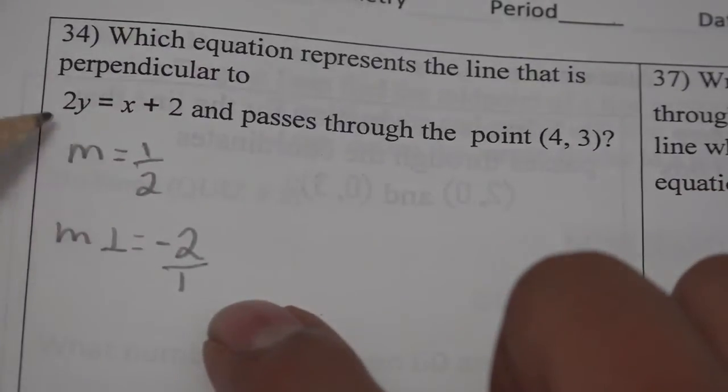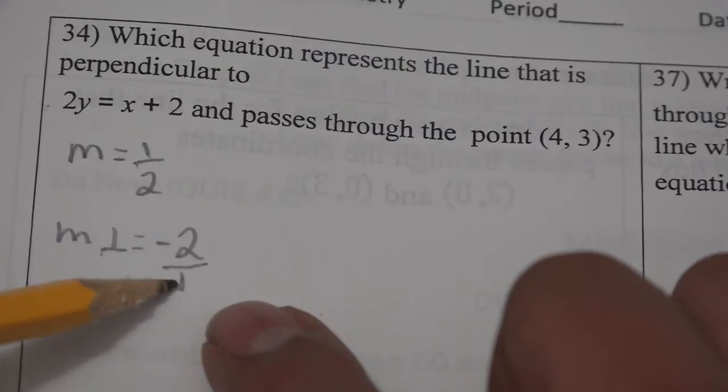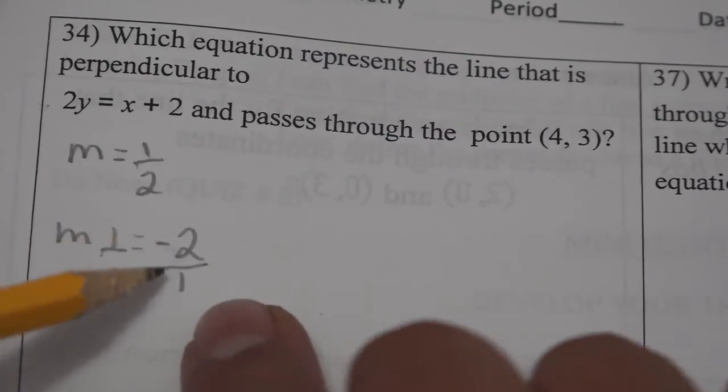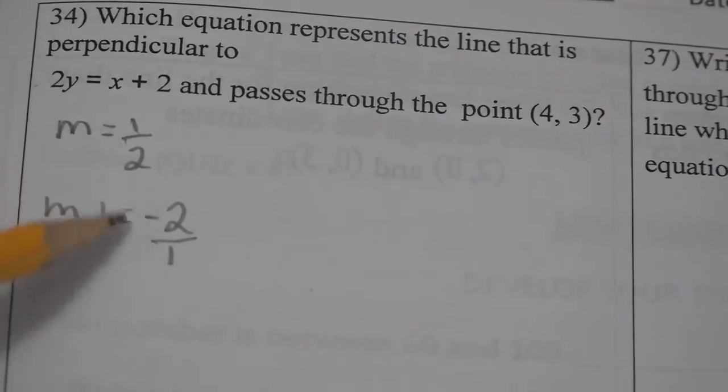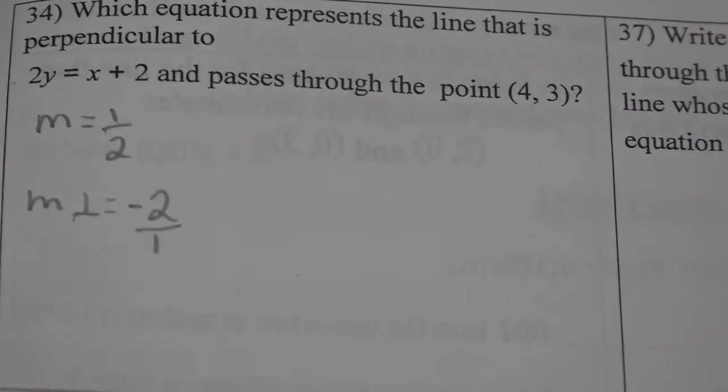So the slope here is 1 over 2. So the perpendicular slope should be negative 2 over 1. In this case, since I'm gonna do algebra, I'm just gonna use negative 2. I'm not gonna use negative 2 over 1. You only use this when you're graphing.